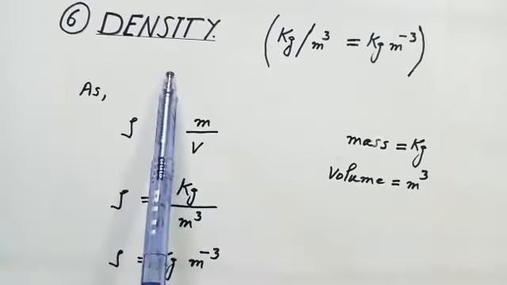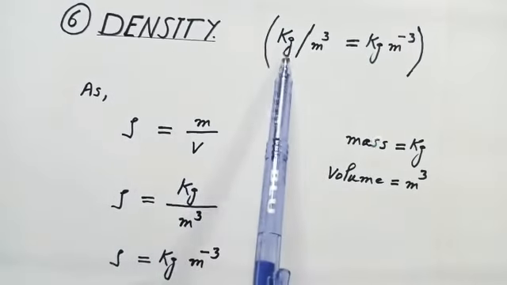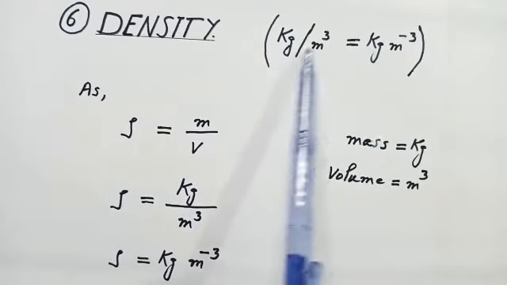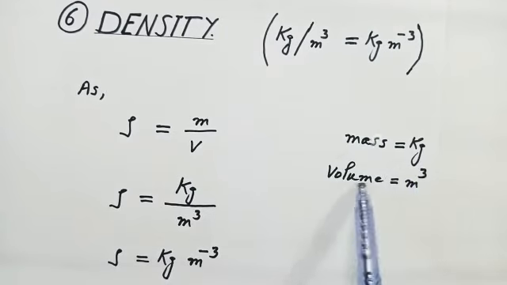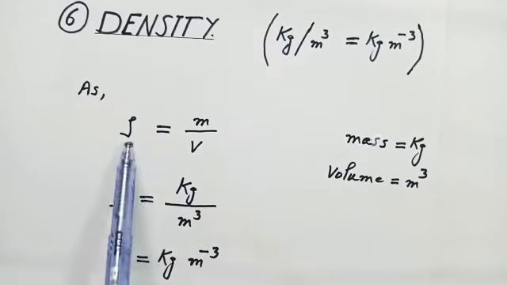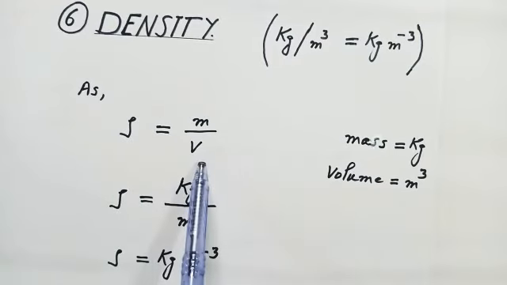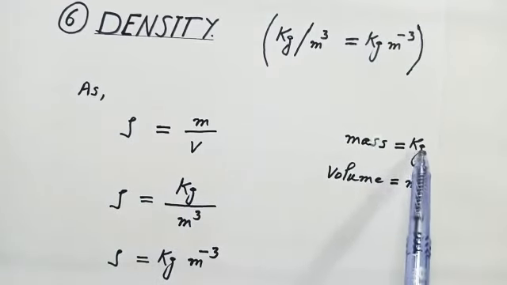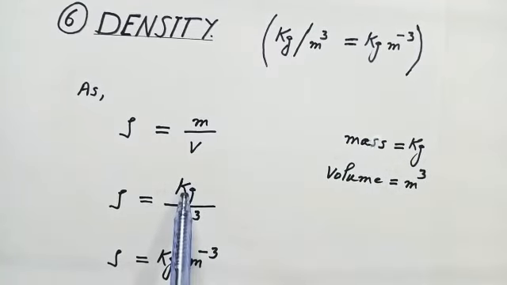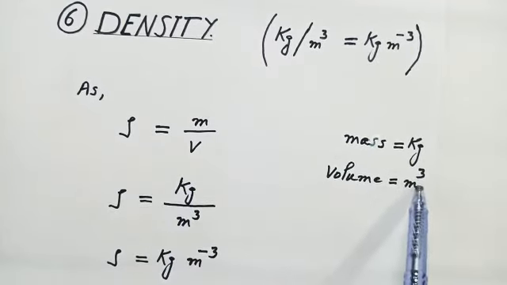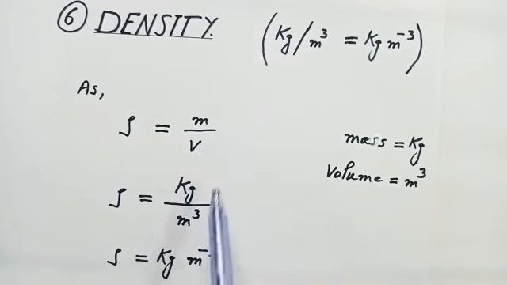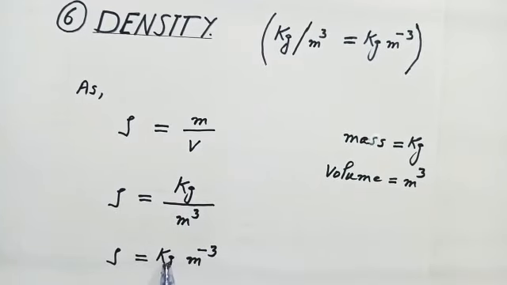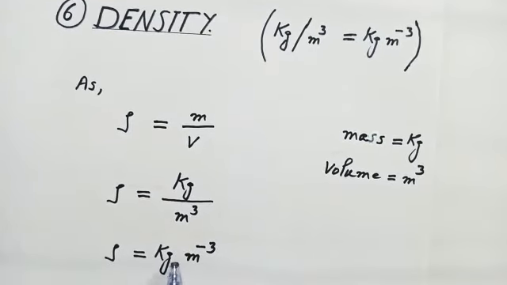Next quantity is density. Density is a derived quantity. Its unit is kilogram per meter cube, or this can be written as kilogram meter power minus 3. The unit of mass is kilogram, the unit of volume is meter cube. This is the equation of density: density is equal to mass divided by volume. Put the unit of mass, kilogram, here, and the unit of volume, meter cube, here. This can be written as kilogram meter power minus 3. This is the derived unit of density. We get this from this equation.